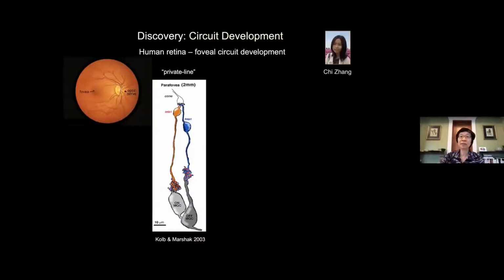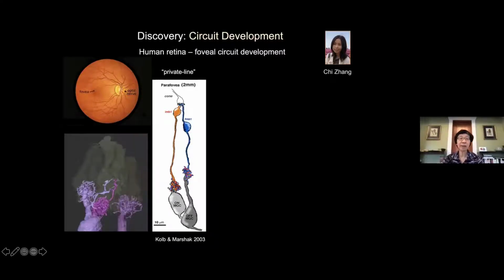We've used serial block face EM to also look at circuit development, in this case, the human retina, especially in this region of the fovea. This is the region of our eye that we use to read the fine print of newspapers. It's a high resolution, high acuity area. And normally in this region, a single photoreceptor cone is connected to two bipolar cells. Each are connected to a single ganglion cell, so that each of these ganglion cells actually has the resolution limit of an individual photoreceptor. This is the so-called private line.